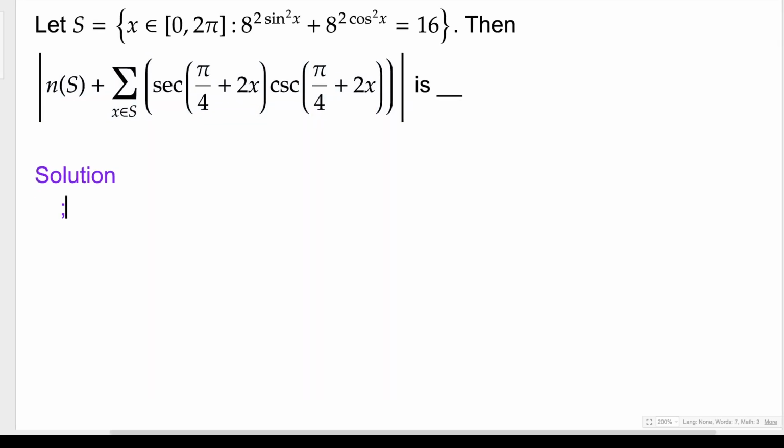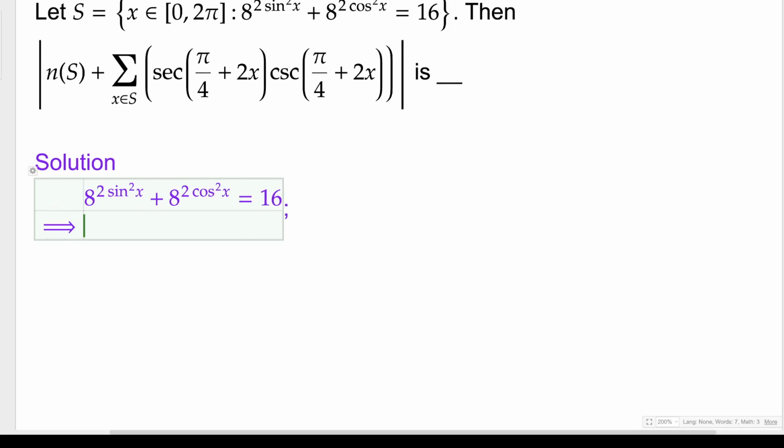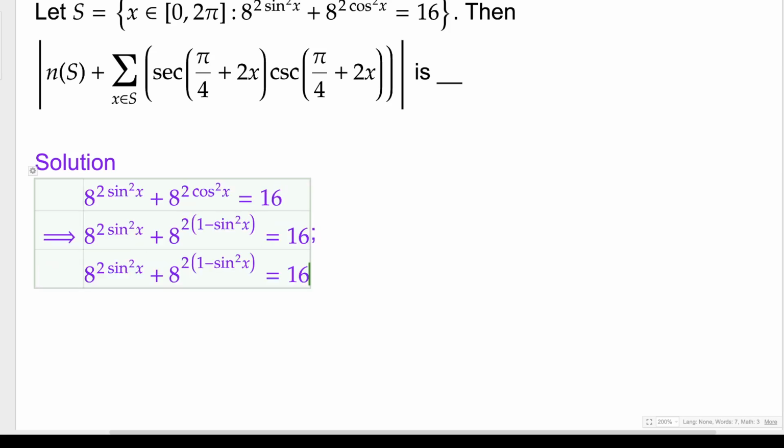Now first of all I will resolve this equation and get the number of acceptable solutions for x, and the reason is that I can then compute the number of elements present in set S. If you observe this equation, cos x squared can be written as 1 minus sin x squared. So effectively this equation can be written as 8 to the power of 2 times sin x squared plus 8 to the power of 2 minus 2 times sin x squared.